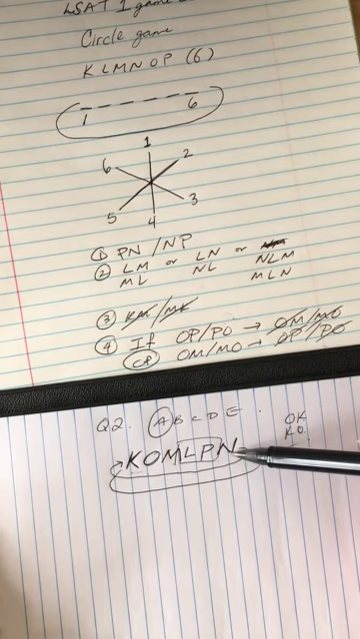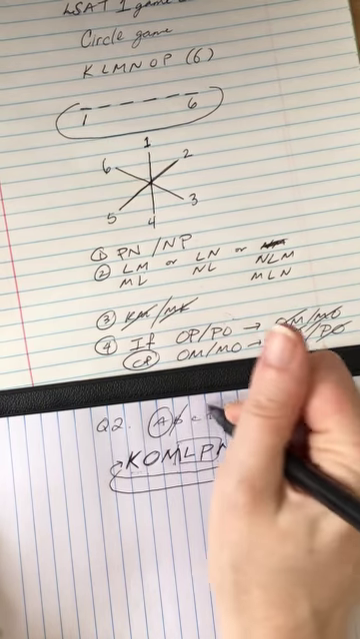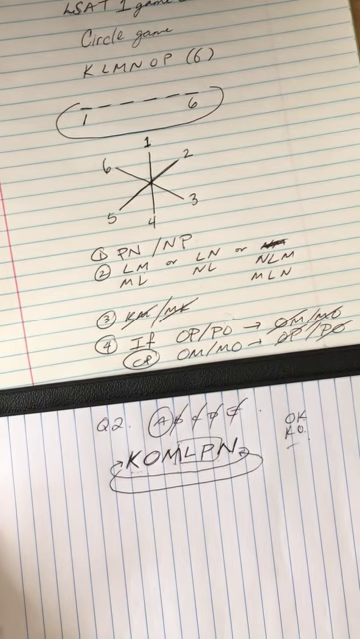L and N are not next to each other. L and O are not next to each other. M and N are not next to each other. And M and P are not next to each other. So I can eliminate the remaining answer choices.